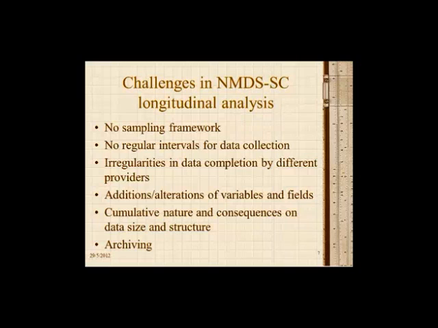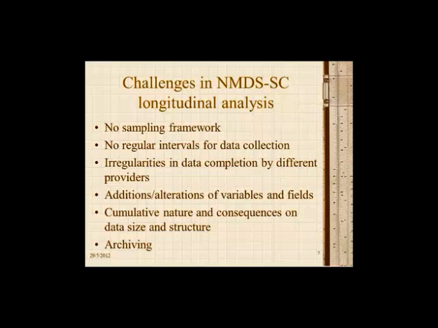So I'll give some examples of how many people can come in and out of the system. There are irregularities in data completion by different providers. Because the providers provided information about their workforce, not all of them have provided 50%. You don't know if this 50% is representative of all the workforce or not, so there are issues here.